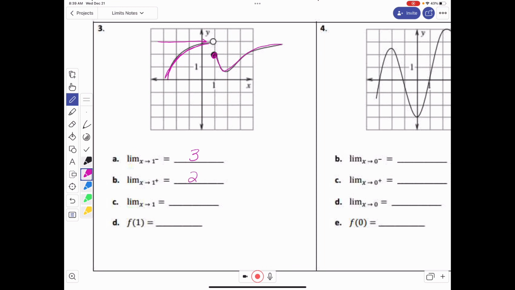So in part C, we're looking at it from either side. That's going to be does not exist because they don't match. And you don't have to write down don't match. You just have to put does not exist. And then the value at f of 1, so again, you're looking for that closed circle or that definite point. That value is going to be 2 because, again, we're looking for that point right there.